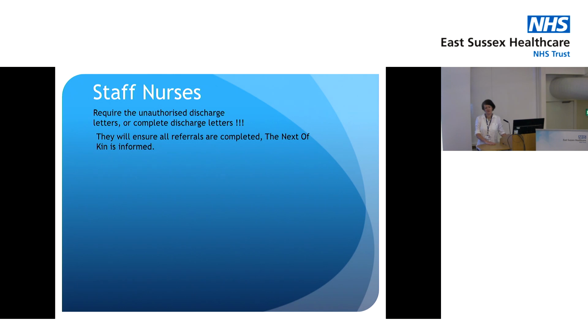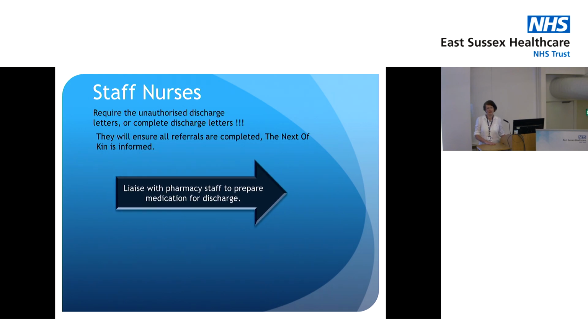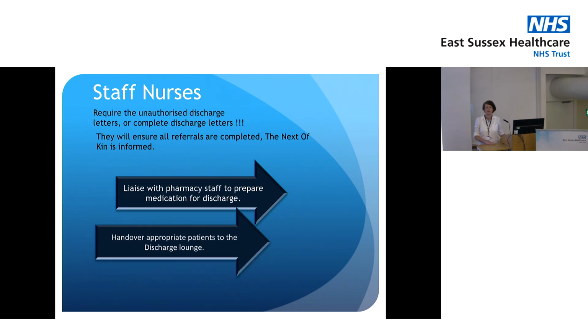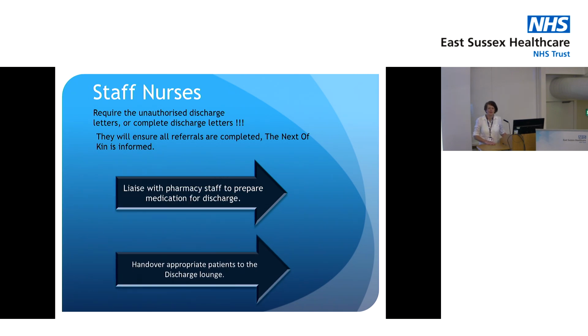The staff nurses on the wards require the unauthorised discharge letters or complete discharge letters. They will ensure all referrals are completed. The next of kin is also informed. They will liaise with the pharmacy staff to prepare the medication for discharge. They'll hand over appropriate patients to the Discharge Lounge.